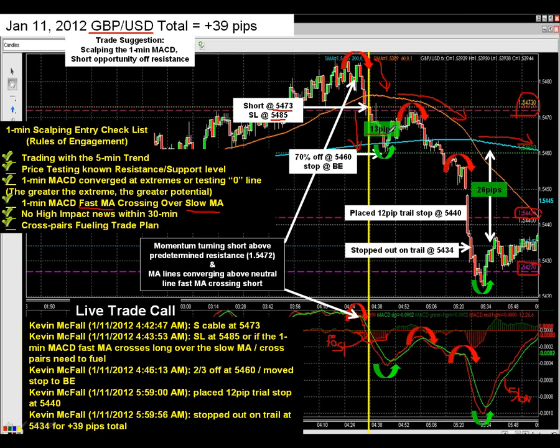So here we took 13 pips off at 54.60, moved our stop to break even, all about protecting your capital at this point. So now we have our capital protected, and we took a major position off, 2/3 off, 70% of our position off at our first target to capture our 10 pips. Now it's a free trade, and we want to see if we can get more out of this trade.